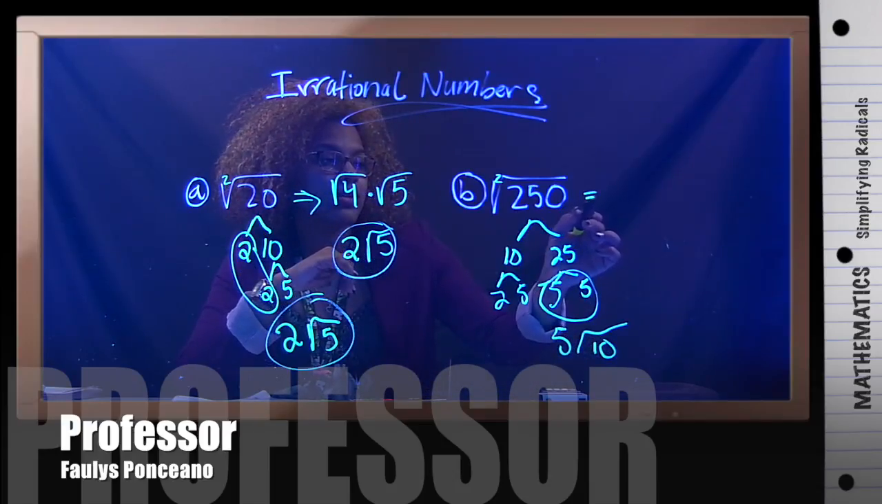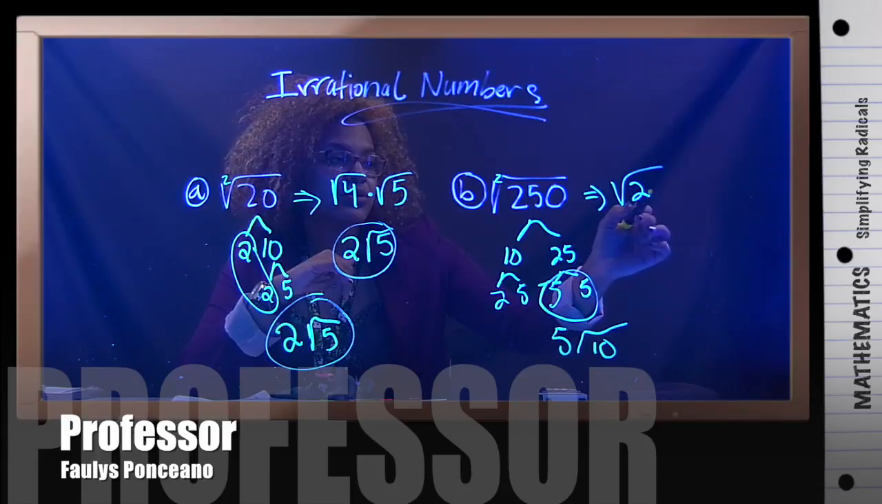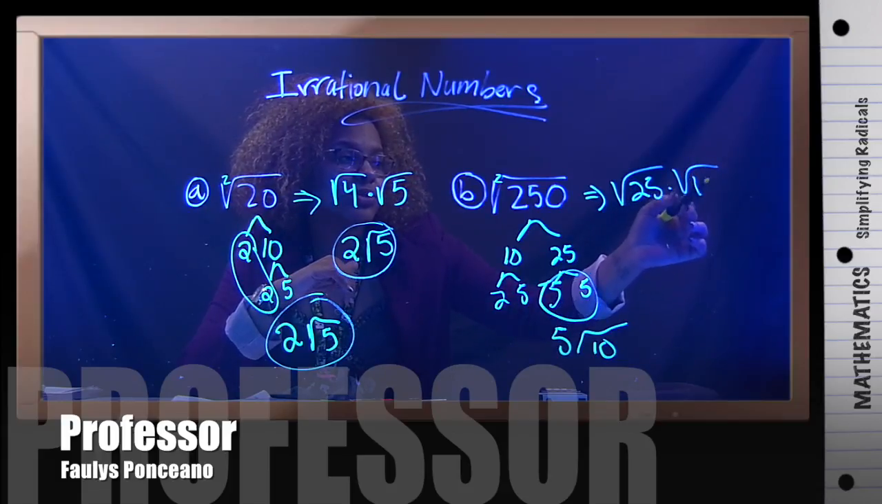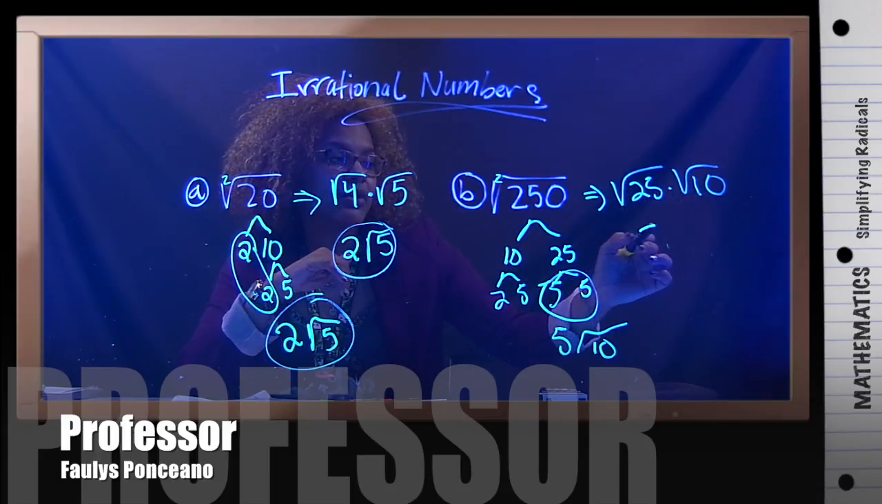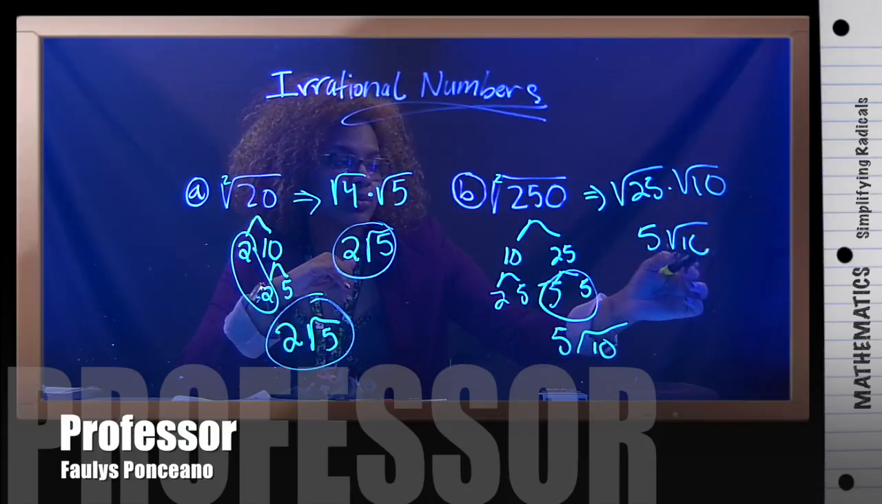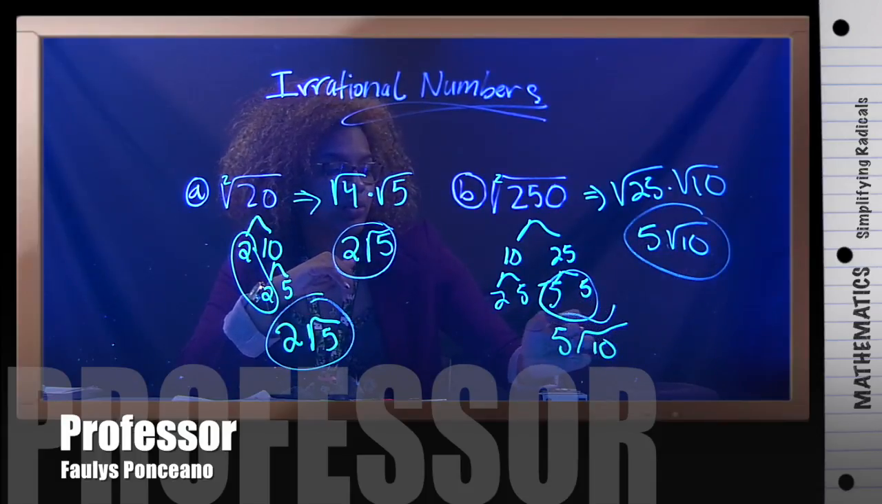Now we can also break this into a perfect square, which is 25, times a non-perfect square. Square root of 25 is 5. Bring the non-perfect one. You end up with both answers.